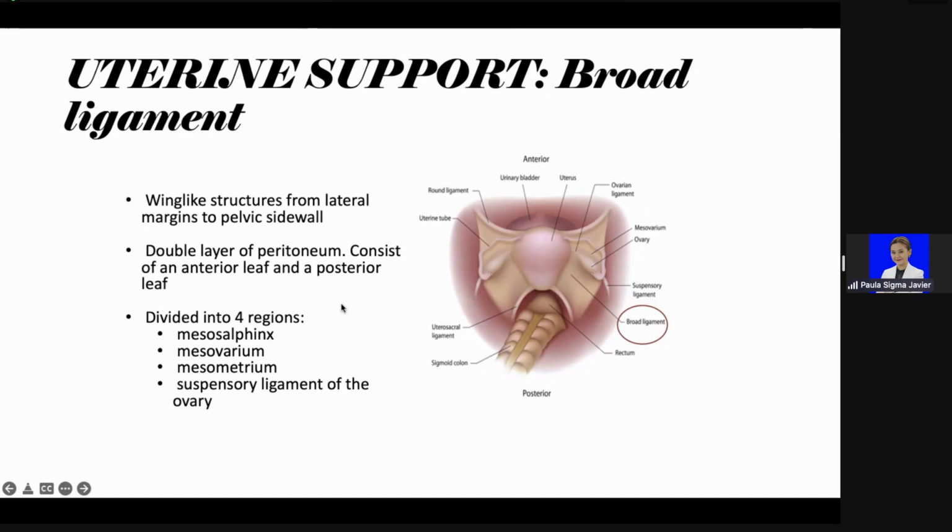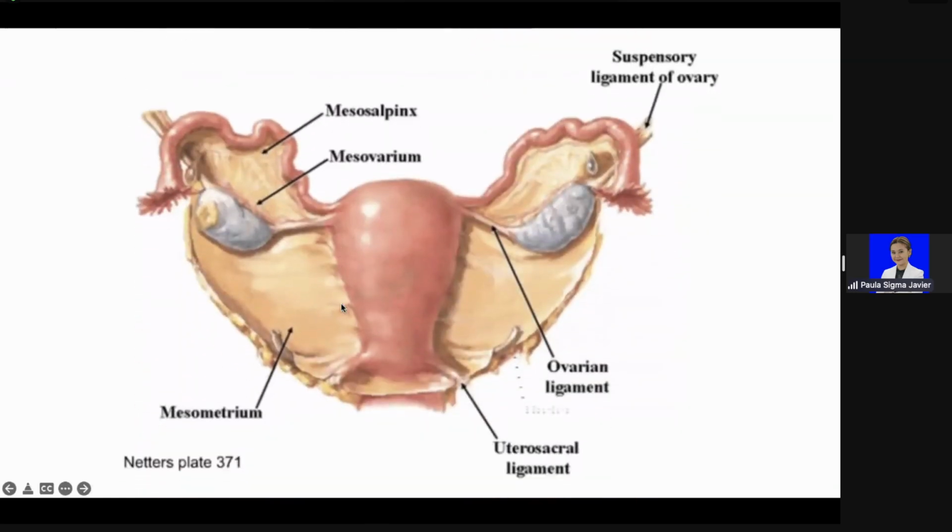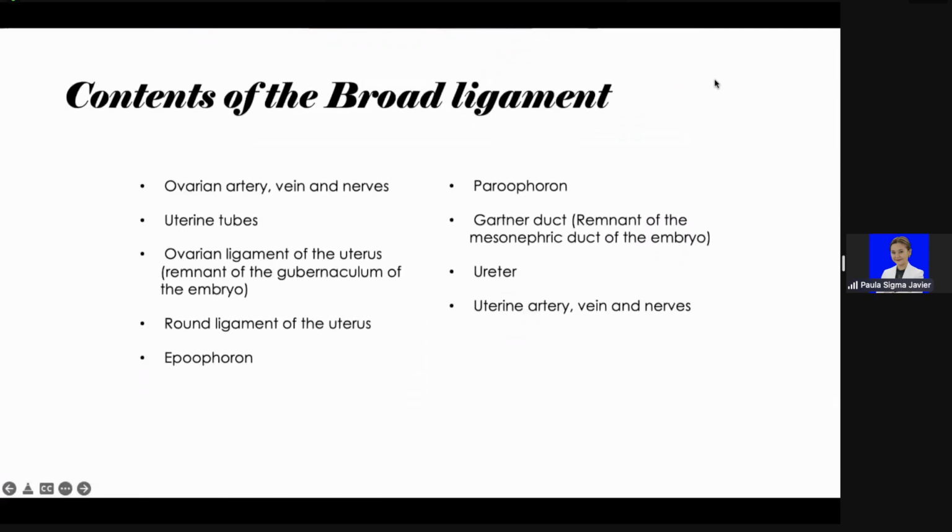contains your ovarian vessels. Okay, again, just to reiterate, the mesosalpinx related to your fallopian tube, the mesovarium related to your ovary, the mesometrium related to your uterus, and the suspensory ligament of the ovary, which contains your ovarian vessels and suspends the ovary to the lateral pelvic side walls. So these are the contents of the broad ligament.